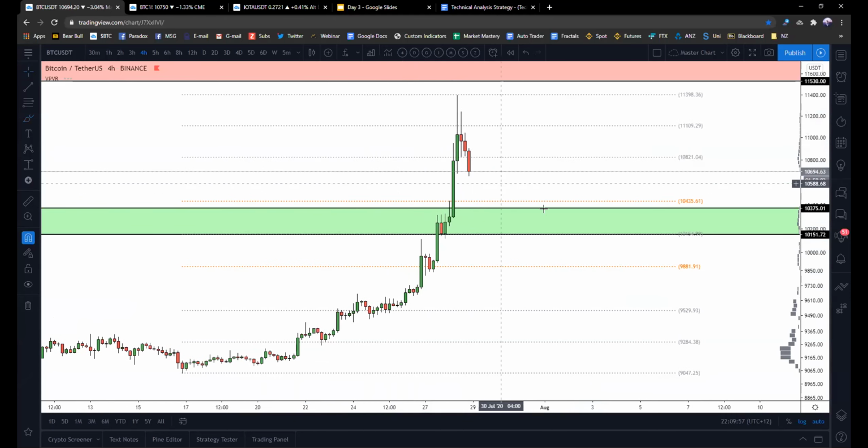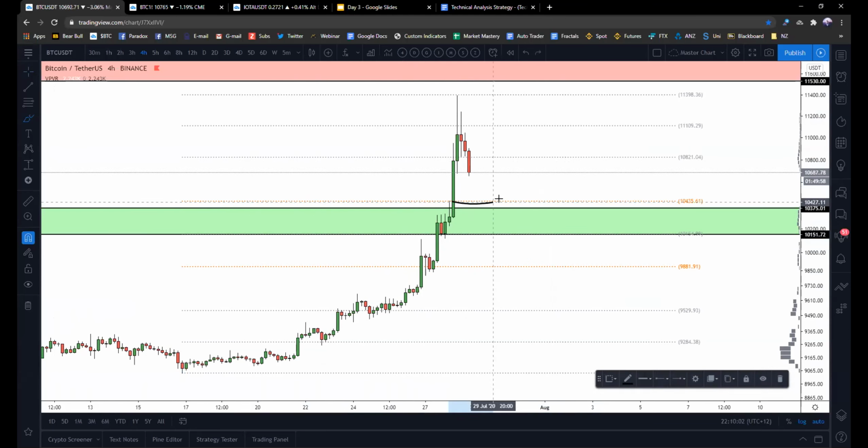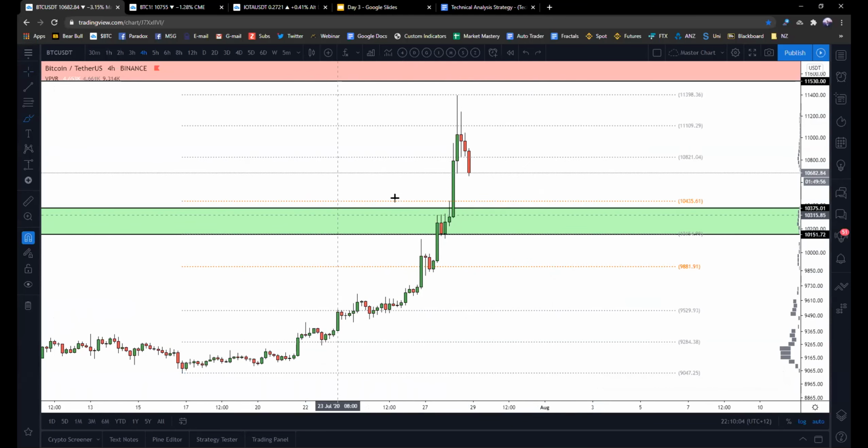Just keeping in mind we are pulling back. It's not a bad thing. Pullback to the 382 is very healthy, right? And a retest of the order block wouldn't be a bad thing as well.